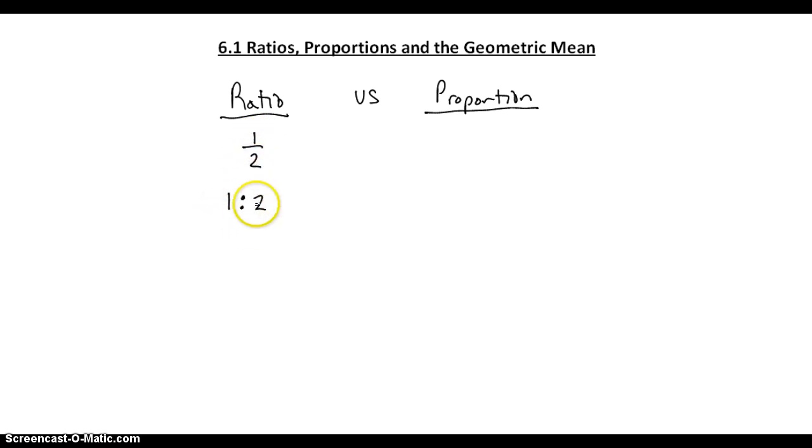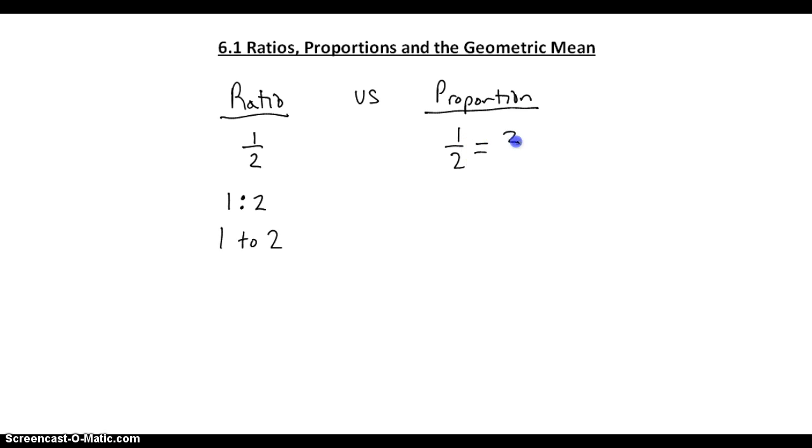In section 6.1, we need to first discuss the difference between a ratio and a proportion. Now, a ratio and a proportion are related to each other, but they're not quite the same thing. A ratio relates two numbers, such as 1 to 2. Now, a ratio can be written as a fraction, or as a relationship between two numbers, or using words, 1 to 2.